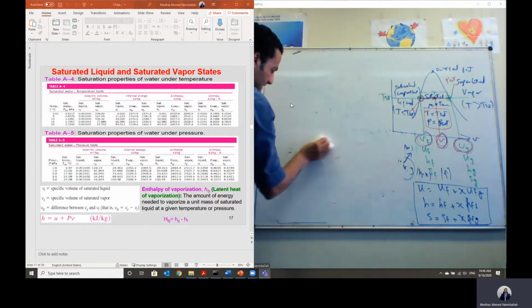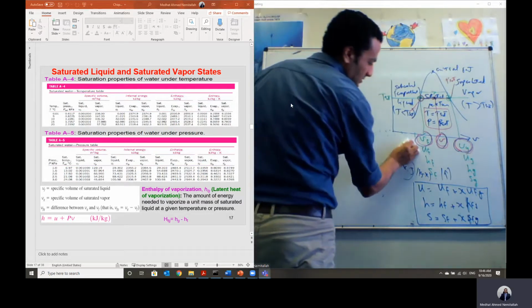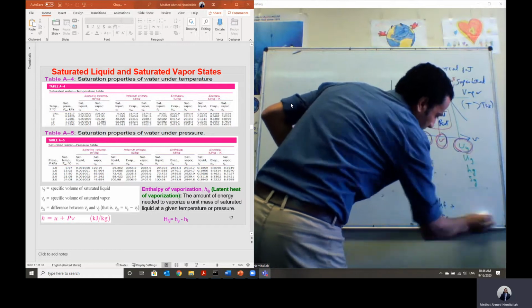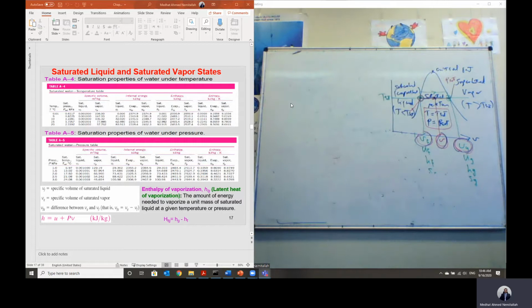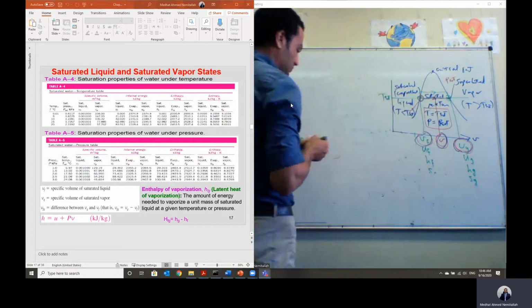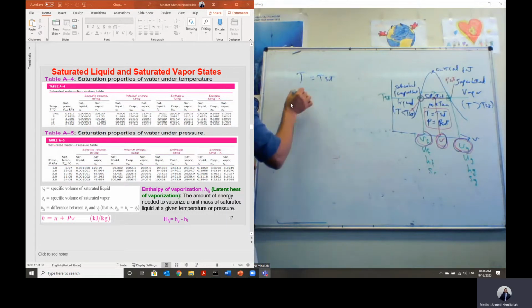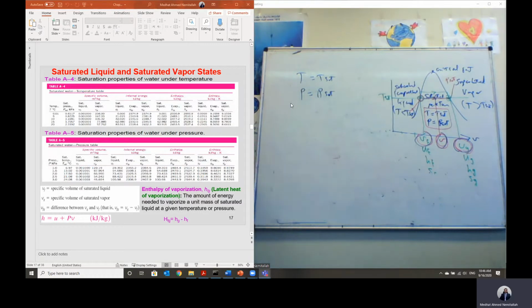What will be the condition to be in the saturation zone? Let's look at this line at a given temperature T. All points here, from saturated liquid to saturated vapor, have the same temperature. We call it the saturation or boiling temperature. And they also have the same pressure, which is called the saturation pressure.